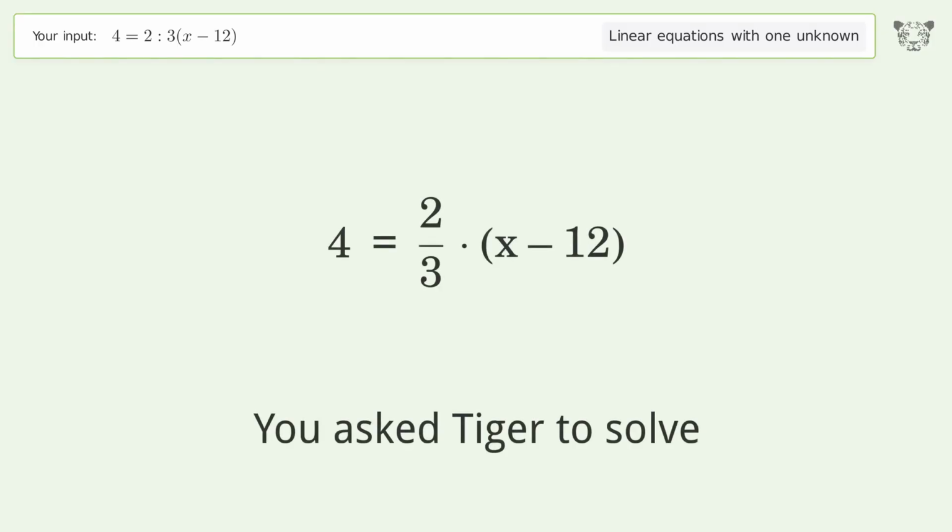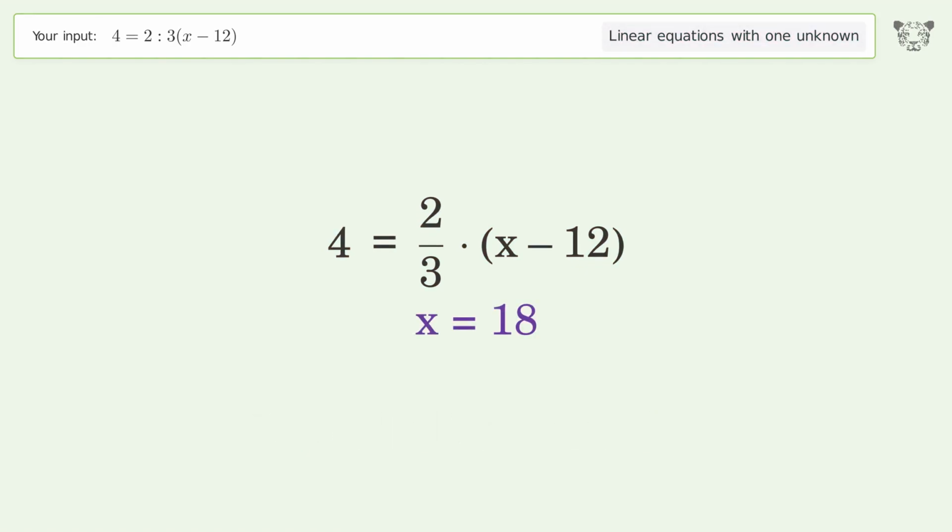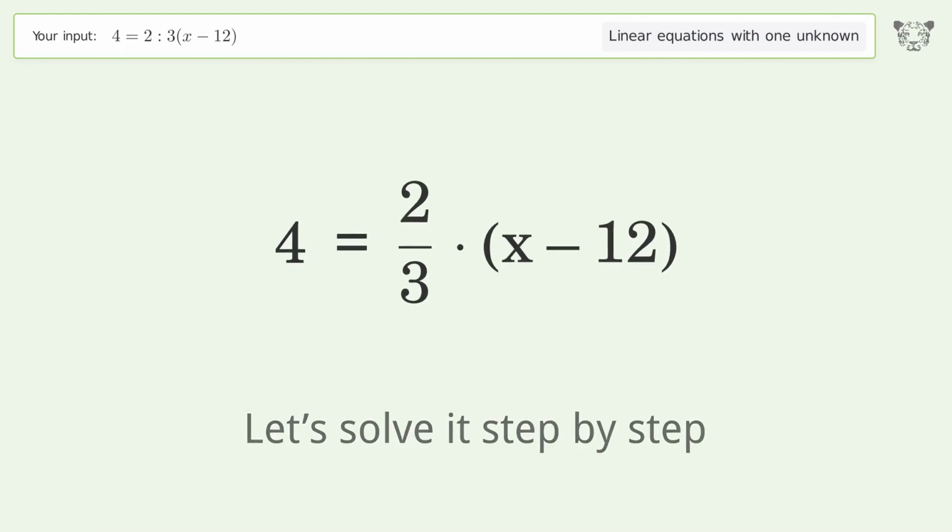You ask Tiger to solve this. This deals with linear equations with one unknown. The final result is x equals 18. Let's solve it step by step.